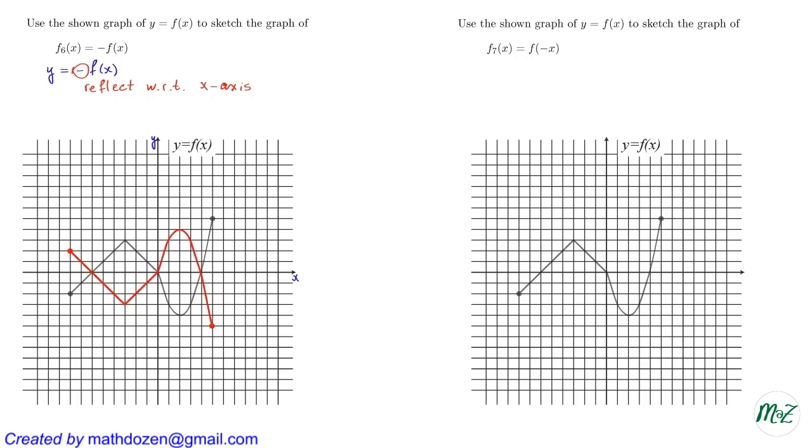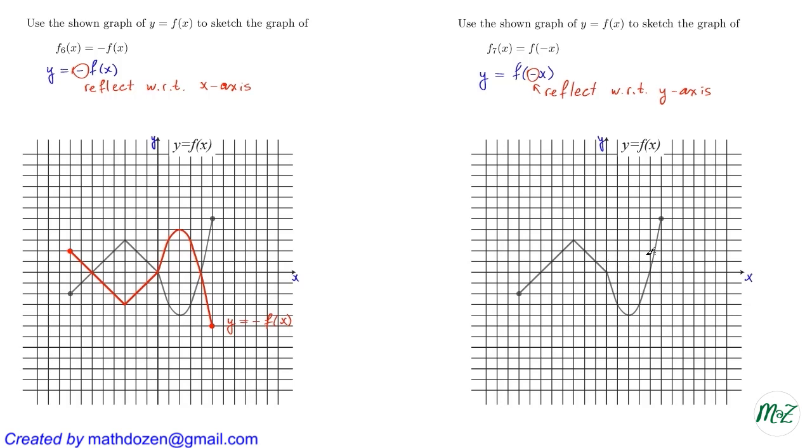So once you're done with the reflection, this is the graph of y equals negative f of x. For our second function, we're trying to graph y equals f of negative x. This time negative is applied directly to x, and that is responsible for reflection with respect to the y-axis. So we're going to have to take the original curve and reflect it with respect to the y-axis.